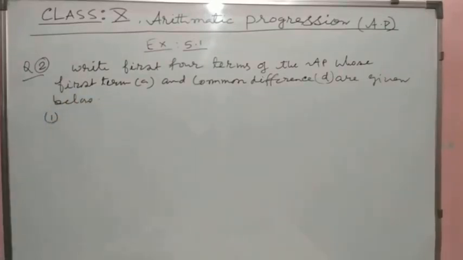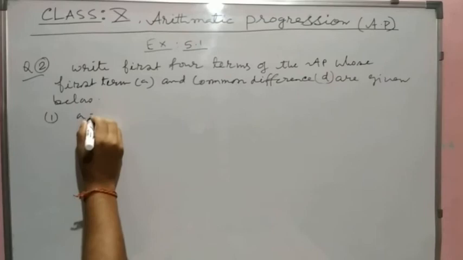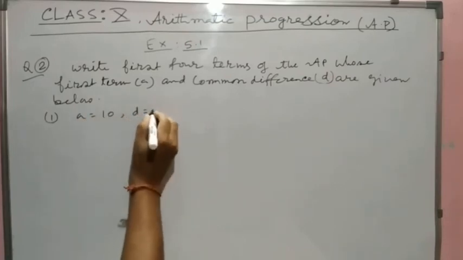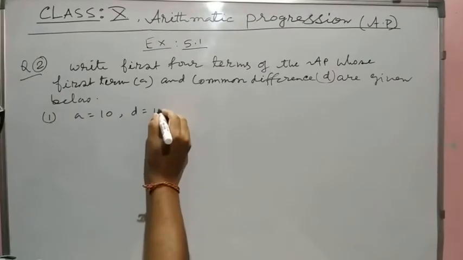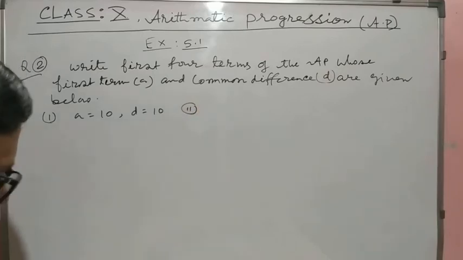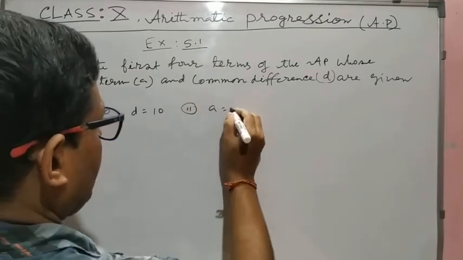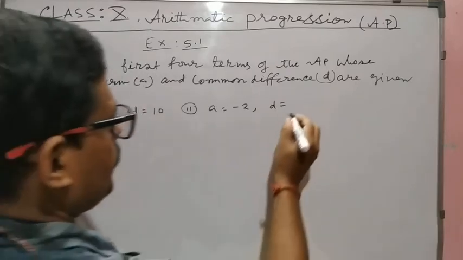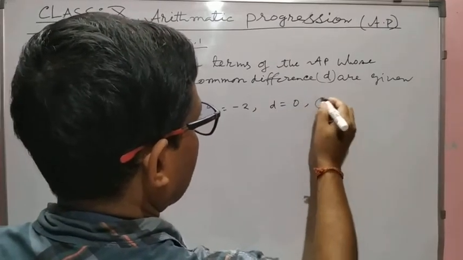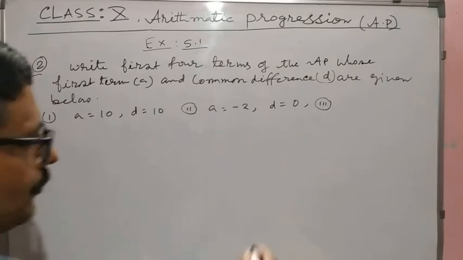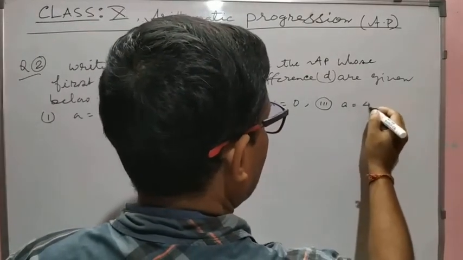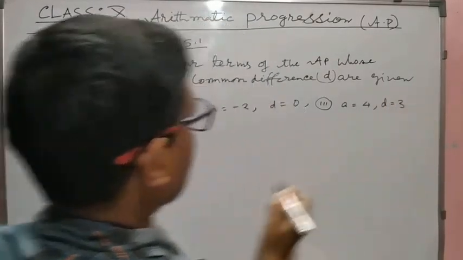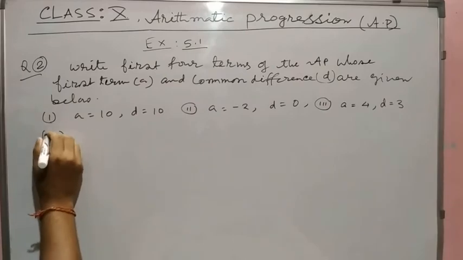Question number 1. A equal to 10, D equal to 10. Question number 2. A equal to -2, D equal to 0. Question number 3. A equal to 4, D equal to 3. Question number 4.